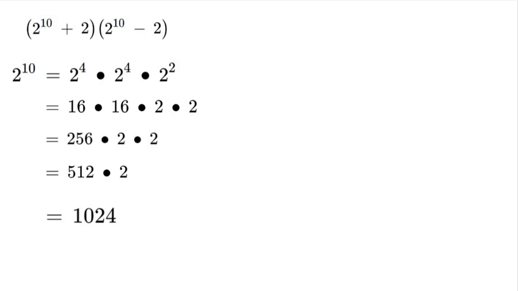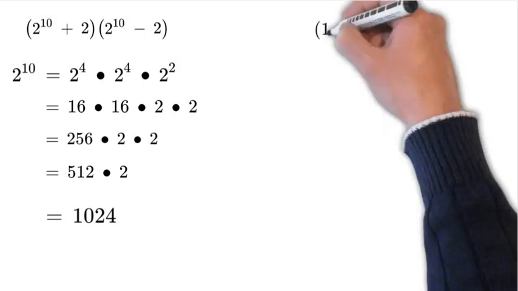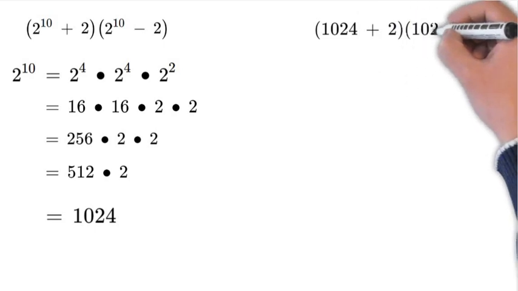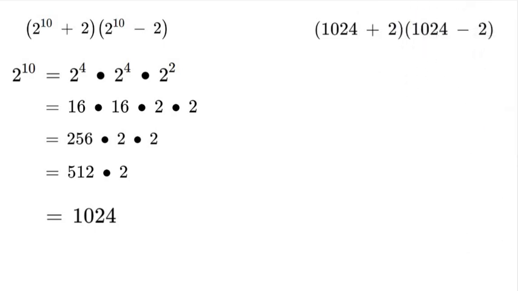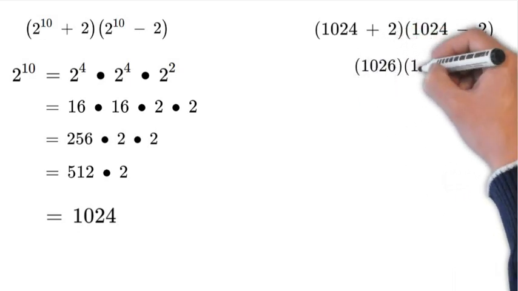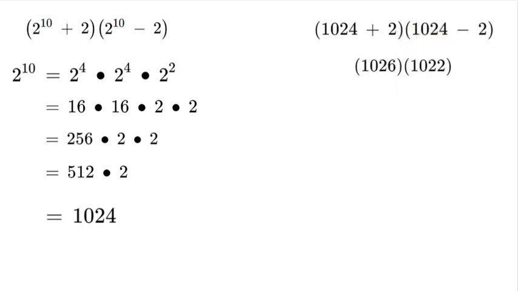Now that we know that 2 to the power of 10 is equal to 1,024, we can plug that into our problem. So we'll have 1,024 plus 2 times 1,024 minus 2, which we can simplify down to 1,026 times 1,022. Now we're going to use long multiplication.